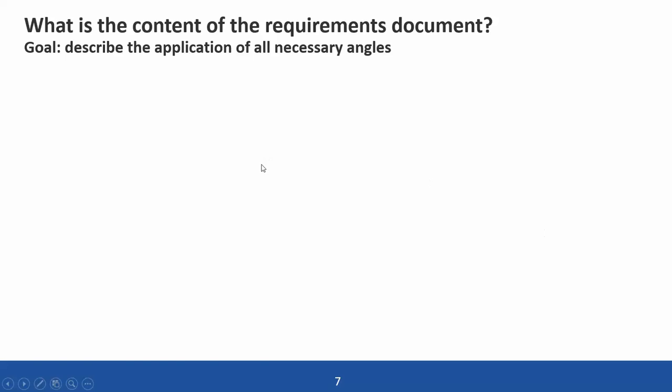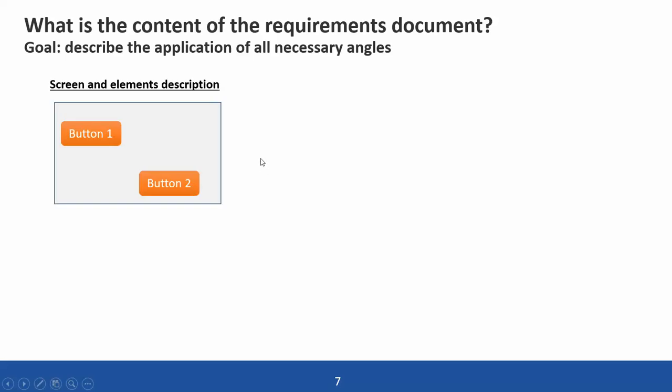So what is the content of a requirements document? The first step is the screen and element description. You describe really every element of the screen.